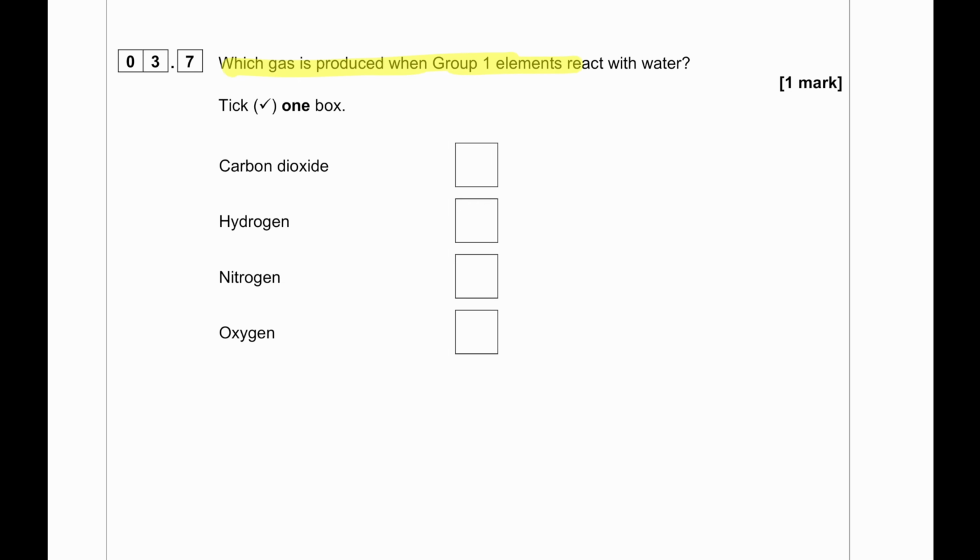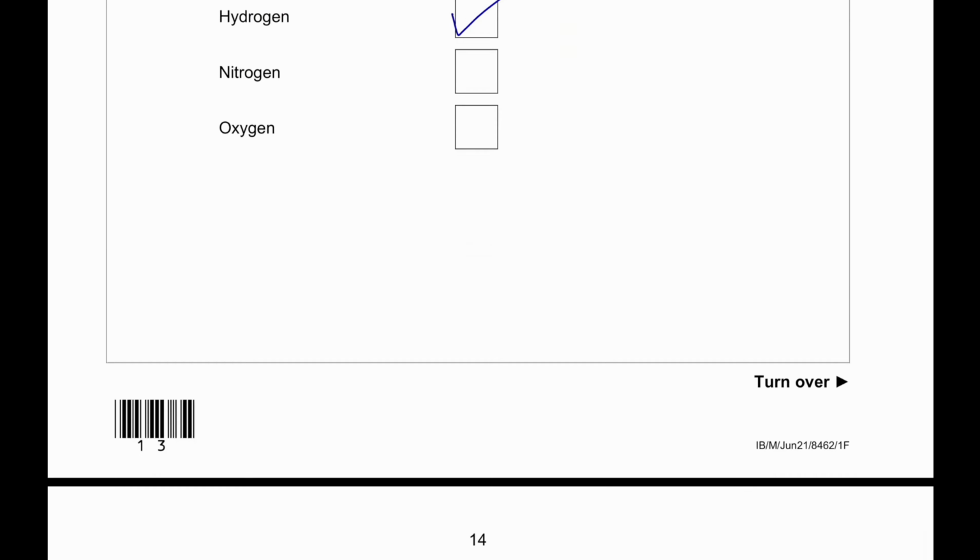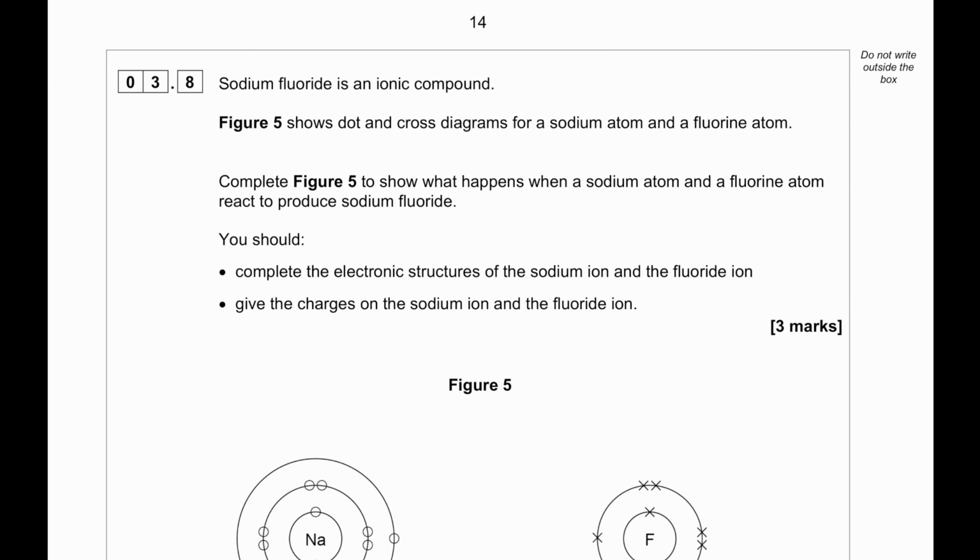Which gas is produced when group 1 elements react with water? So when group 1 elements react with water, basically like sodium reacting with water, it will produce hydrogen gas. Sodium displaces the hydrogen of the water and produces sodium hydroxide.